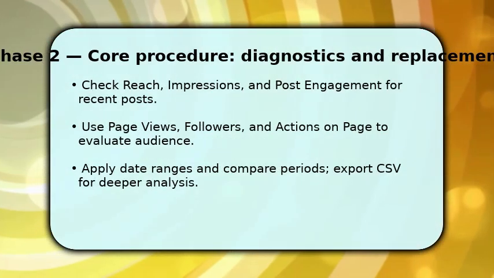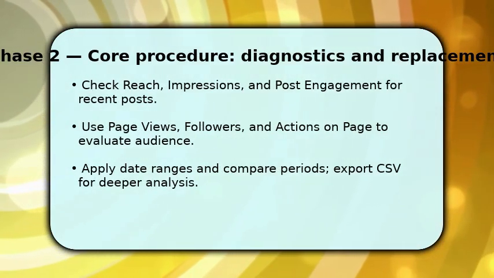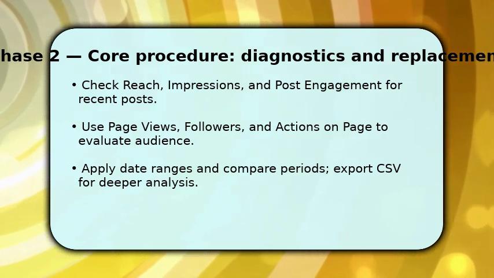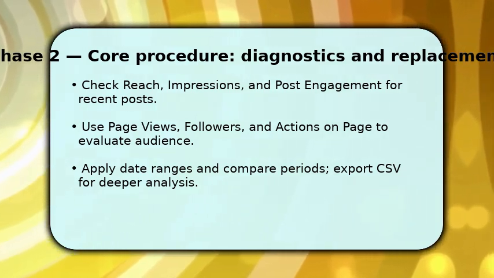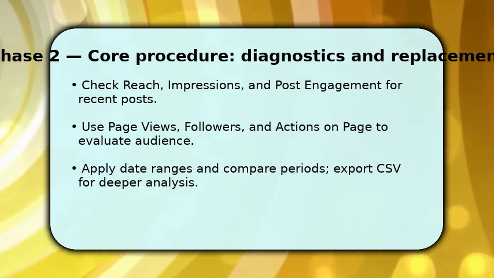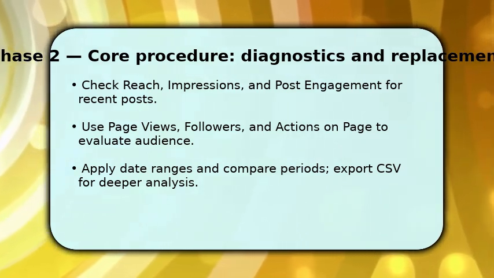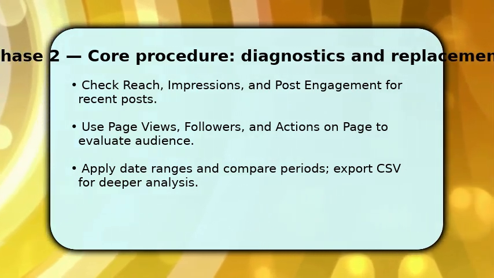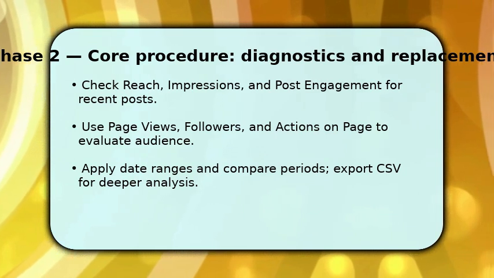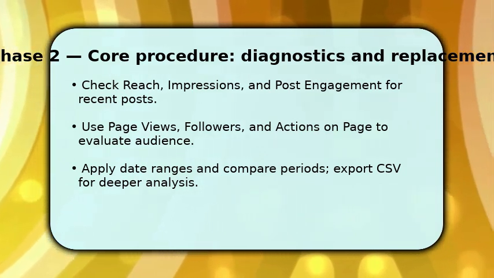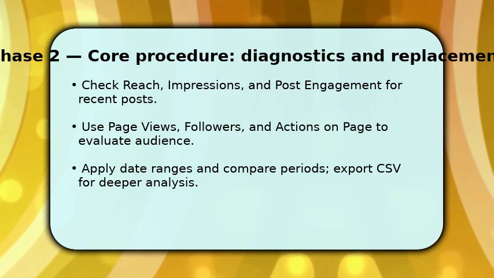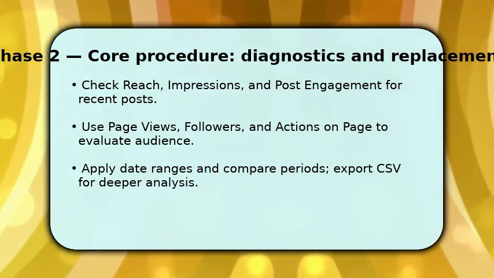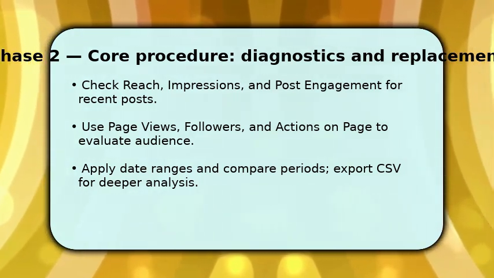Now you dive into the middle of the process. Identify which metrics matter for your goal. You look at reach and impressions to understand visibility, then post engagement to see what content resonates. Once you've noted patterns, use page views and follower growth to judge broader audience interest. Make sure to apply date ranges and compare periods so trends stand out. Export a CSV when you need to run pivot tables or cross-analyze with other platforms for more precise decisions.